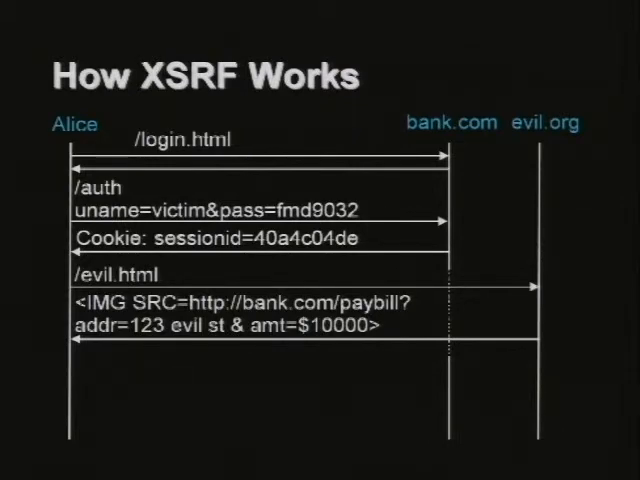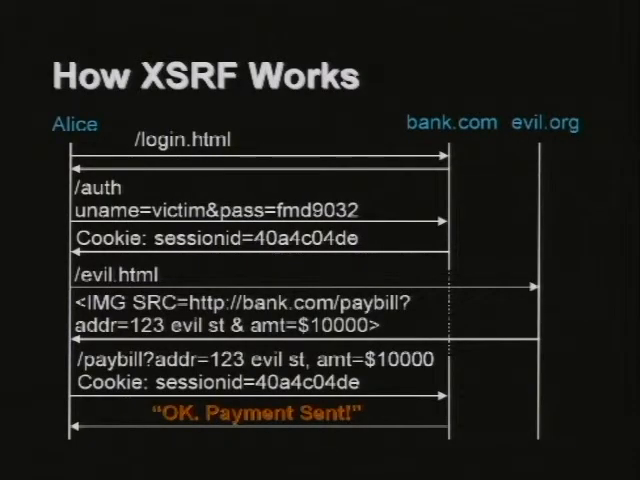Basically, Alice's browser needs to render this web page. And in order to render this web page, the document has told the browser, hey, there's this image at bank.com I want you to go get in order to render this page. And this happens all the time on the web, right? People link in images from other websites and whatnot. So the browser says, oh, okay, let me make an HTTP connection to bank.com. I have to access the paybill script, so let me go ahead and do that. Let me provide the parameters that were requested.